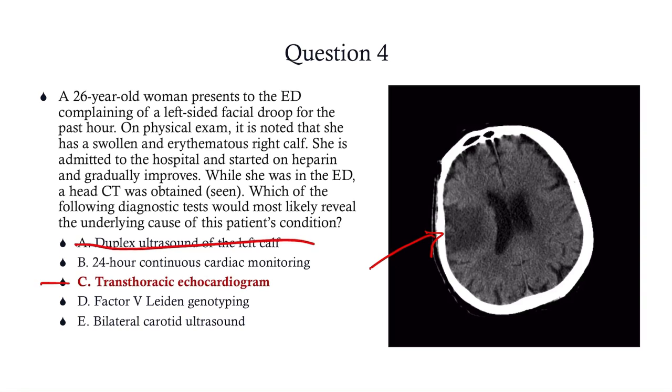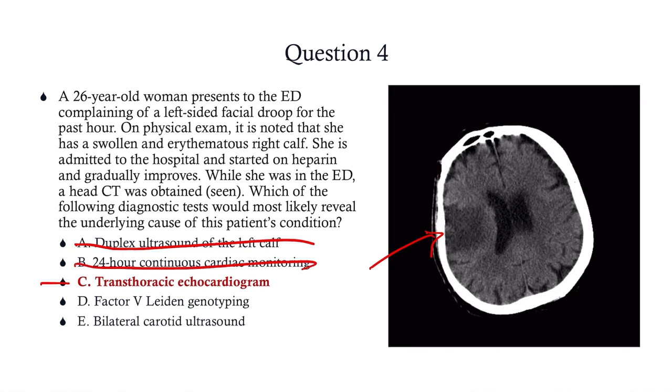24-hour continuous cardiac monitoring. This can lead to an embolism, but you would have to have AFib. There's no suggestion in this patient that she has AFib. Typically, AFib will come from valvular heart disorders, ischemia, multiple reasons, but it tends to be in older patients. So that is out. Factor V Leiden genotyping. That would be something we would want to investigate in this patient. Factor V Leiden is the most common inherited thrombophilia, but this is not the cause of the embolus. It contributes to the risk factors, but it is not the cause.